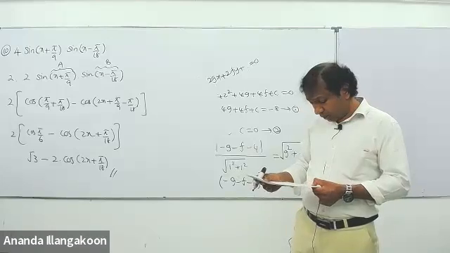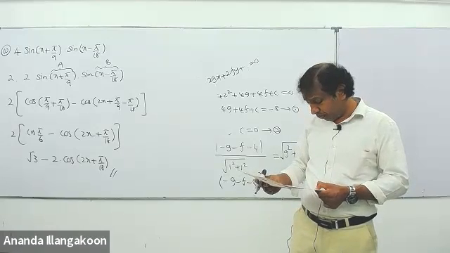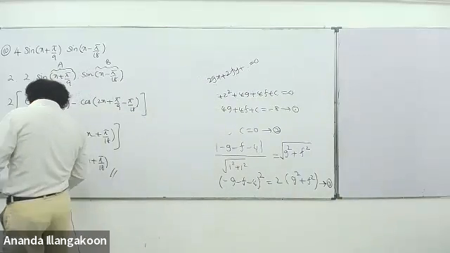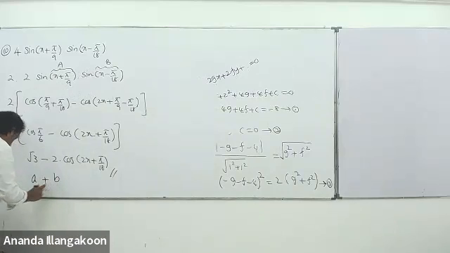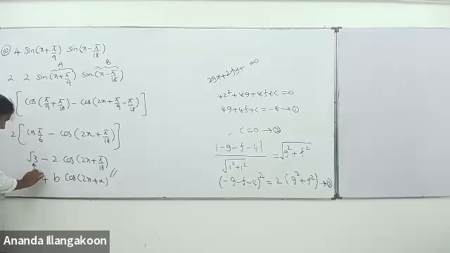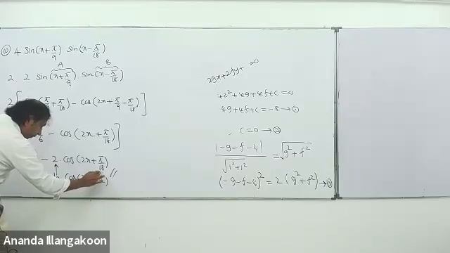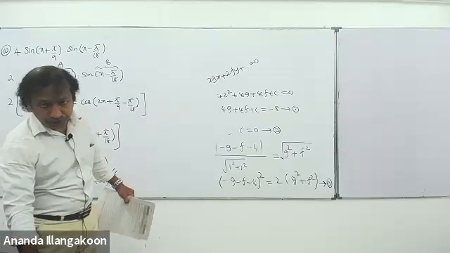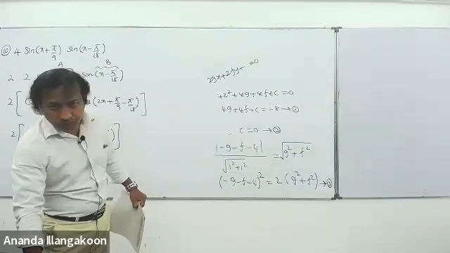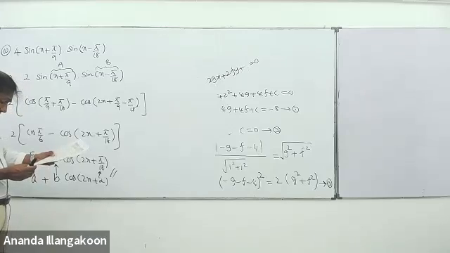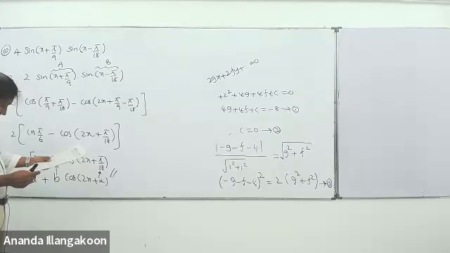In the form of a plus b cos(2x + α). Here it is asking to write this in the form a plus b cos(2x + α). A is this root 3, b is minus 2, alpha is 5π/18. We have determined a, b, and alpha.